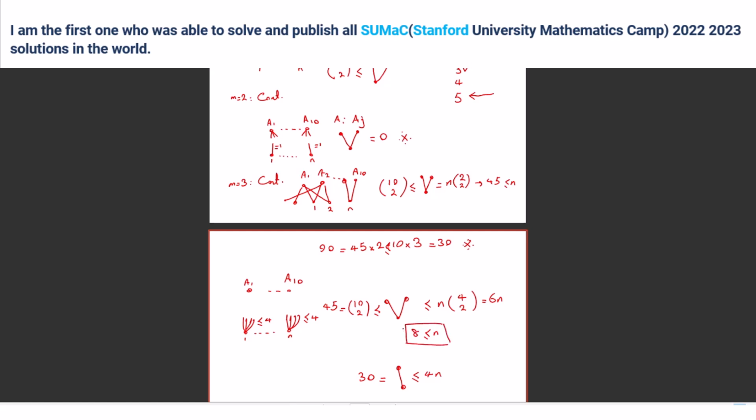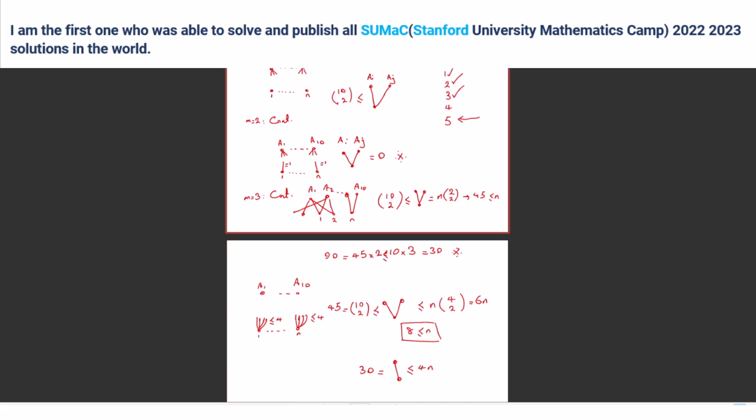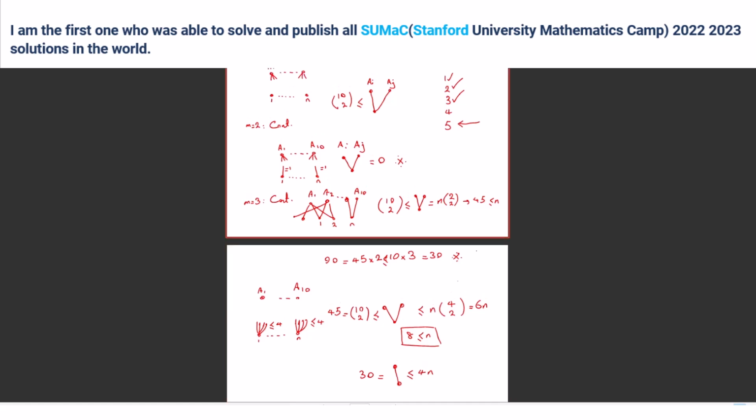Then from the bottom, you get... oh, wait. From here, how do we reach a contradiction? We said n is at least 45. Then the number of edges will be at least 2n, right? So some of them are 4, some of them are 3, some of them are 2. So by this one, we cannot reach a contradiction, right? Agree? Yeah, it seems like you can't.